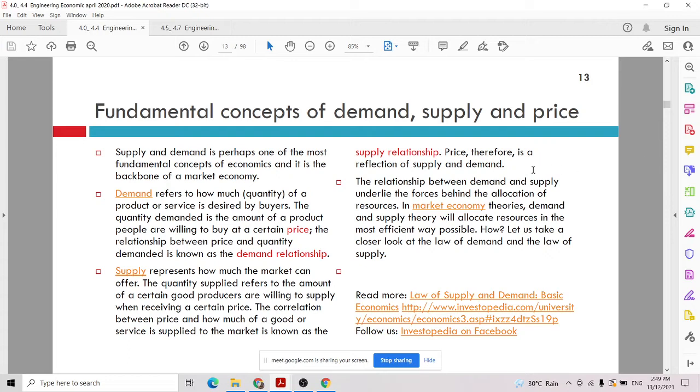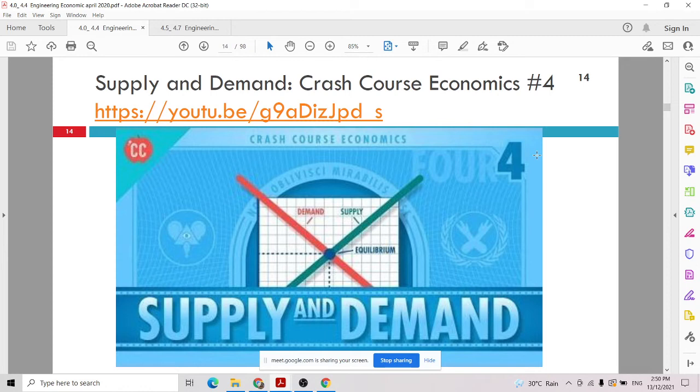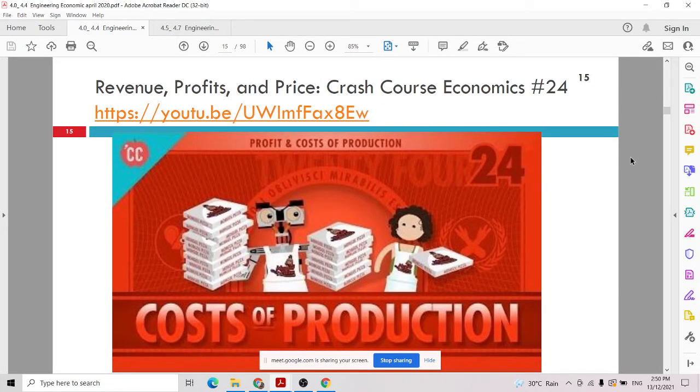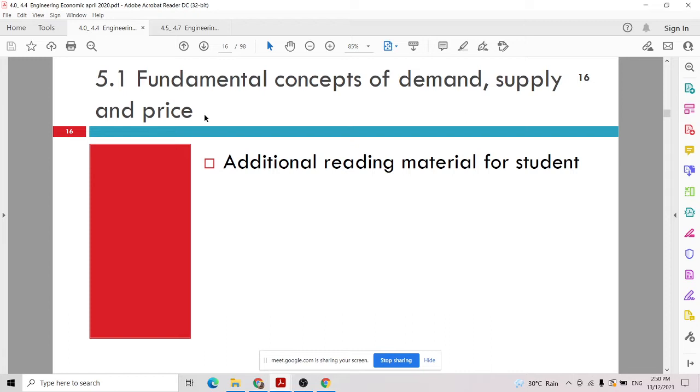Of course, between demand and supply we have the price in the middle. Increasing demand means the price will go up. Increasing supply means the price will go down. So we look into it. For further reading, you can refer to this YouTube link, and another YouTube link. This is your further reading.